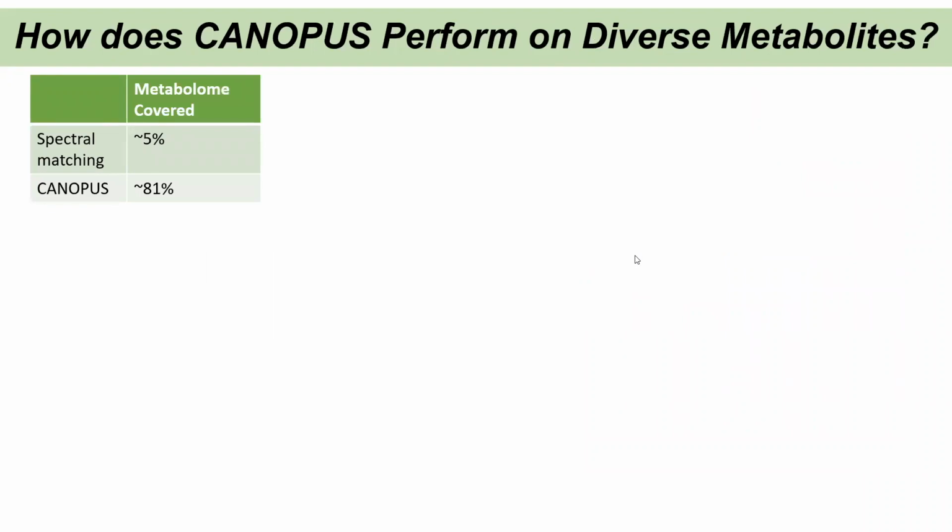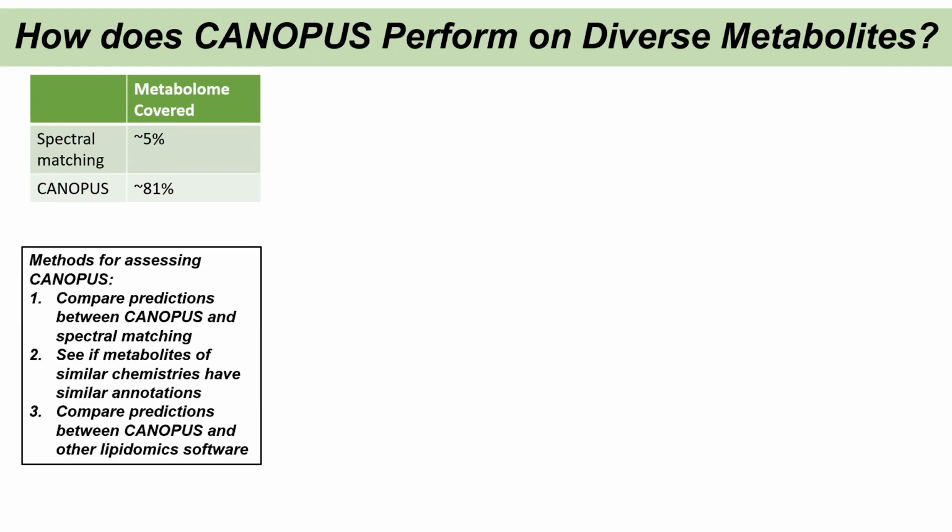Okay, so before we wanted to use CANOPUS across the whole diverse metabolomes of these plants, we wanted to test how well CANOPUS performs on diverse metabolites. One of the first things I want to point out is that when we use spectral matching to identify the different metabolites that we detected in the study, only about 5% of them were identified. However, CANOPUS annotates roughly 81% of the whole metabolome. So that's a big win right there, I think.